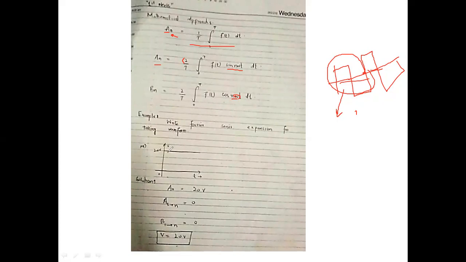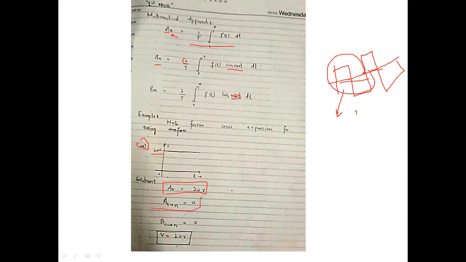Okay, so let's solve a few examples on the basis of what we have taught previously. Write the Fourier series expression for the following waveforms. The first one is a pure DC having amplitude of 20. So a naught is equal to 20 because this is a pure DC. So you will have the amplitude of the pure DC, that is a naught is equal to 20 volts.